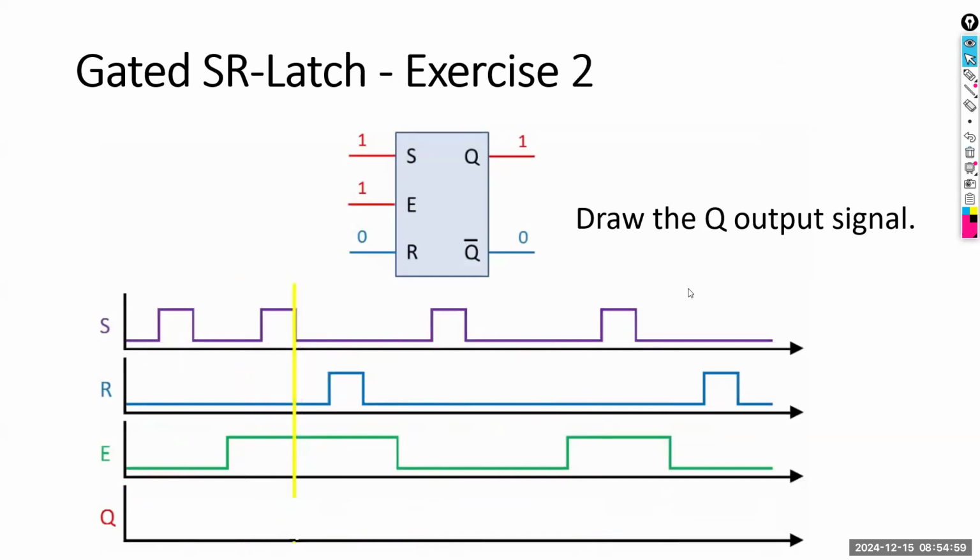Any questions? Now do this. Now this is challenging because now enable is also going up and down. So remember when enable is 0, it's always memory. When enable is 1 only, it behaves like a normal SR latch. When enable is 0, it's always memory. Now draw the output. You can think that your initial Q is 0. Right? Initial Q is 0.